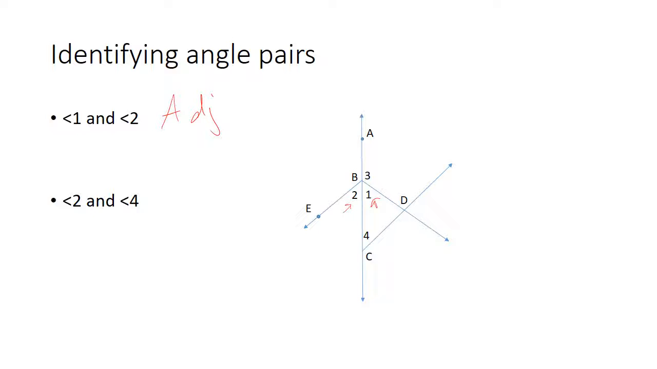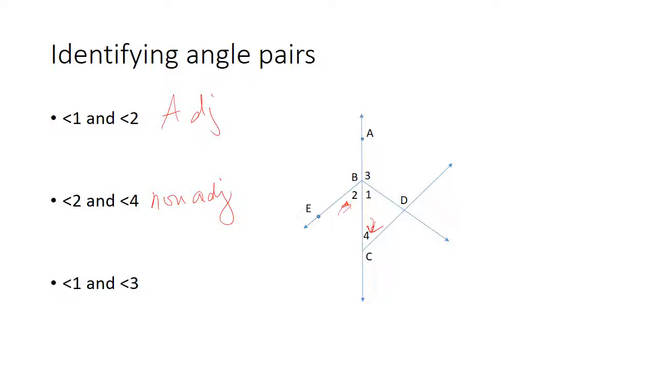Let's look at 2 and 4. Here's angle 2 and here's angle 4. Do they have a common endpoint, common vertex, and a common side? They do not. They are not adjacent. So we would say these are non-adjacent. And if they can't be adjacent, then they can't be linear. So we can be done with those angles.